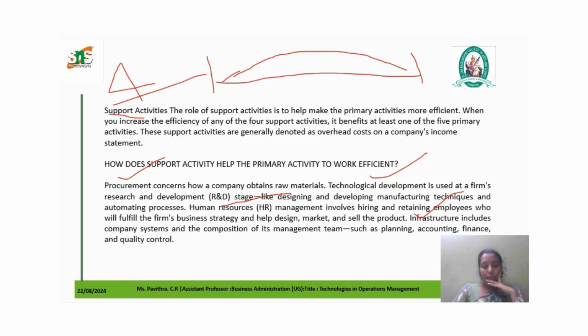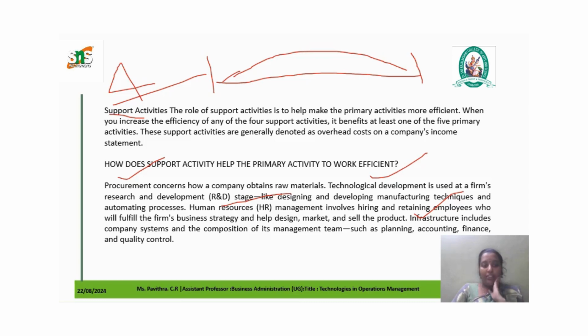Speaking about procurement, the procurement activity helps companies obtain raw material more effectively, to choose very accurate raw materials to bring into the production process, whereas technological development helps the organization adapt to new changing technologies and changing environments, whereas human resource management helps to hire the right person for the right job, and whereas infrastructure management includes the company's system of planning, accounting and finance, and quality control activities to plan appropriately to attain the goals and objectives of a business.